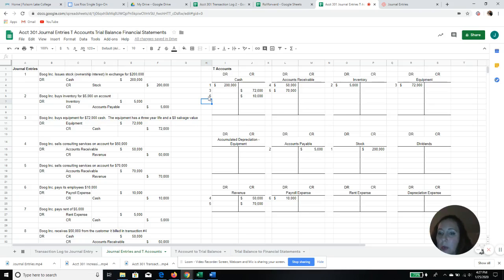Transaction 7, we're going to debit rent expense for $5,000 and credit cash for $5,000. So transaction 7, we're going to debit rent expense, and we're going to credit cash. Transaction number 8, we are going to debit cash and credit accounts receivable for $50,000. So transaction 8, we got some more cash in. That's good. And just go up here to transaction 8, and we're going to credit accounts receivable because we decreased that account.